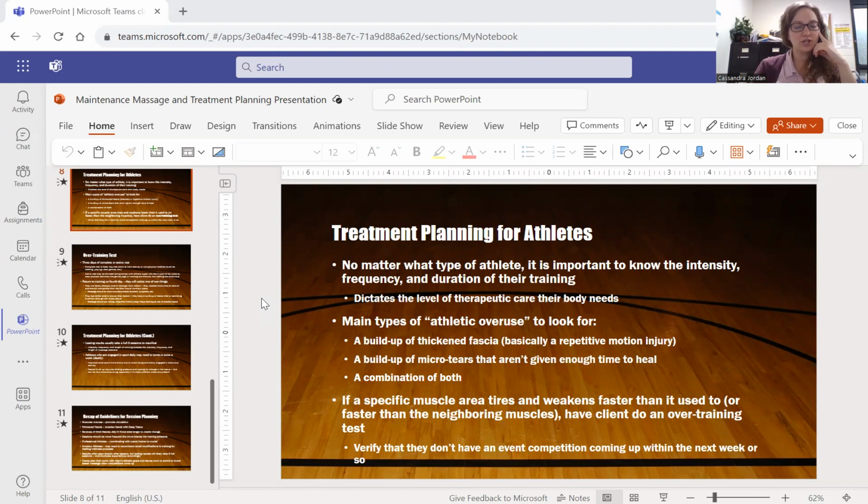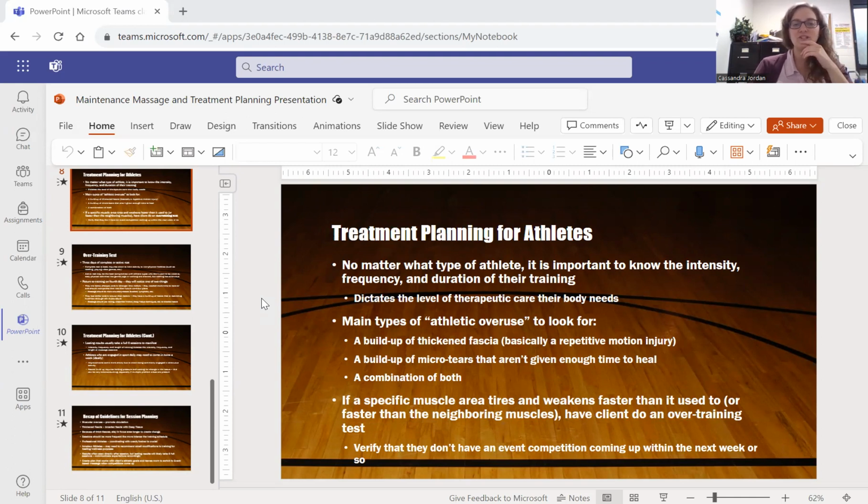Another type of overuse is a buildup of micro tears that are not given enough time to heal. This is the one where they've got muscles that feel like they're fatiguing too quickly, they're weakened, they always seem to be a little inflamed. Or you have a combination of these two things. And that's really the crux of athletic overuse.